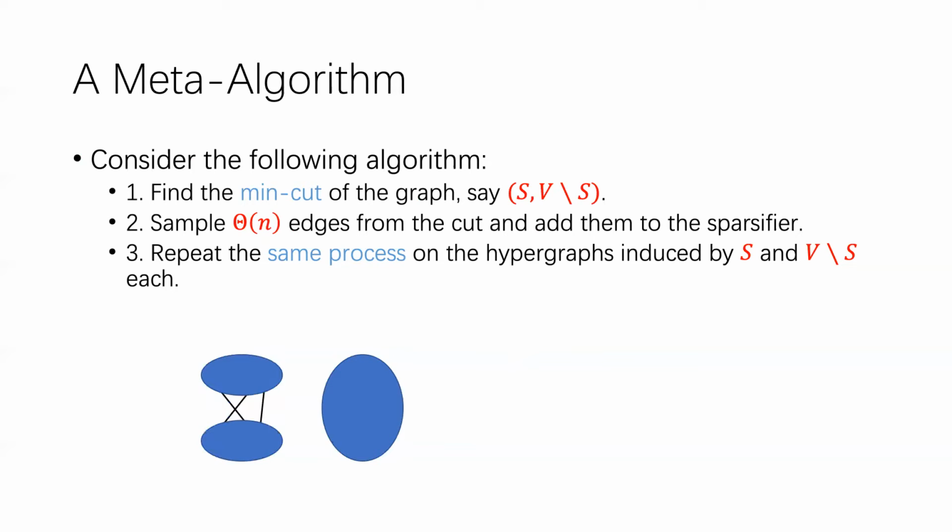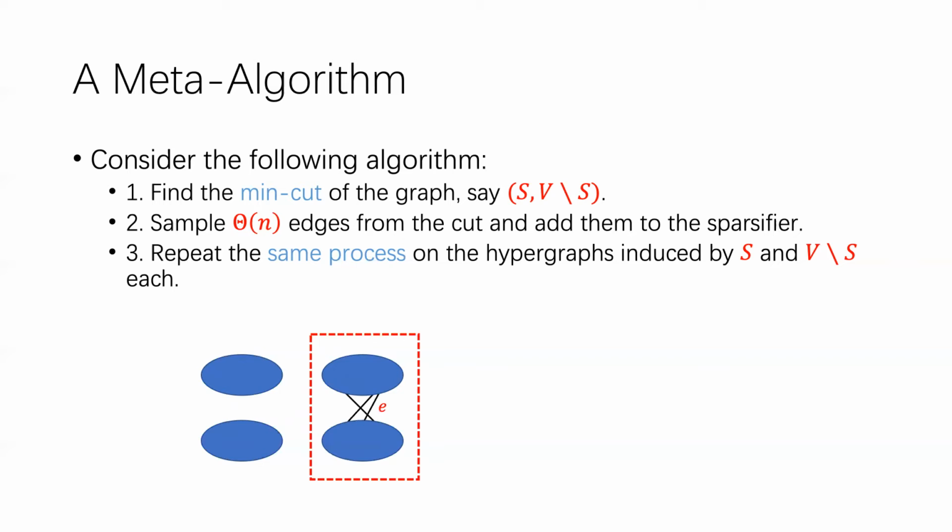Like on S, we will also first find the minimum cut and sample about n edges crossing the cut, and then add them to the sparsifier. Also, likewise on V minus S, we do the same thing. First find the minimum cut, sample about n edges, and add them to the sparsifier, and so on.